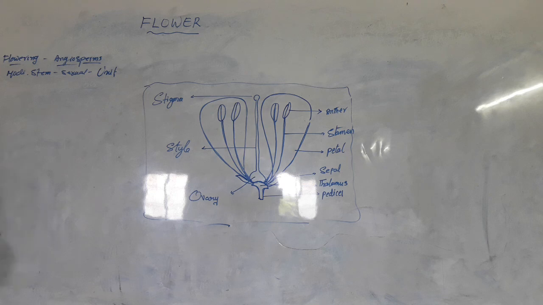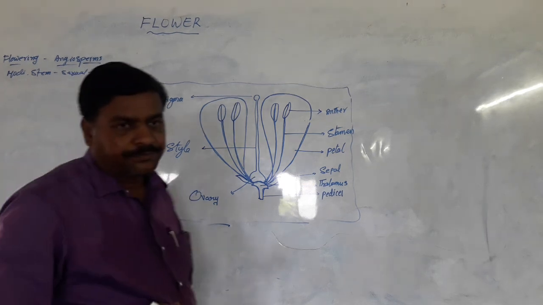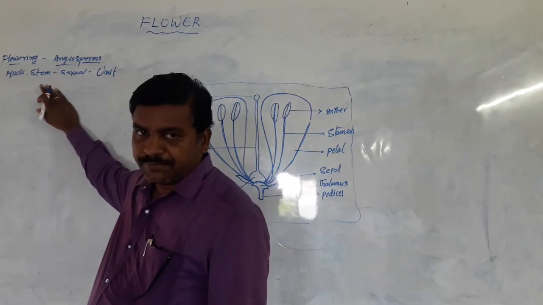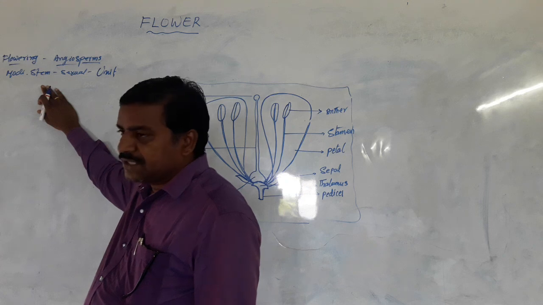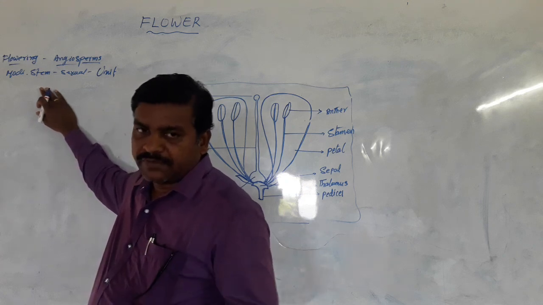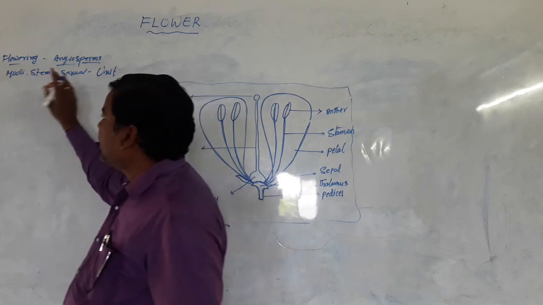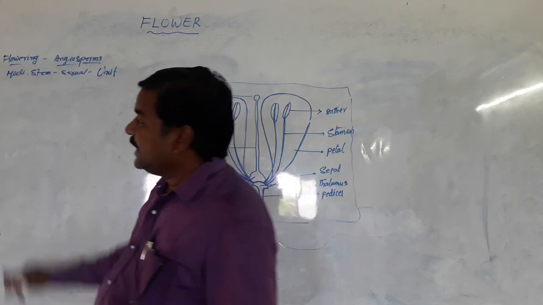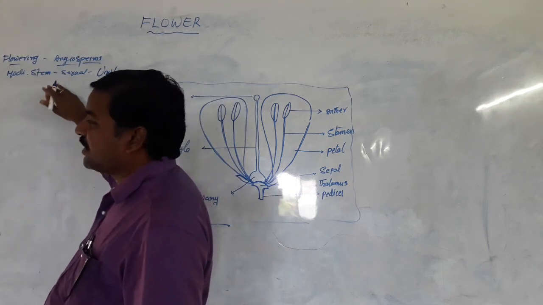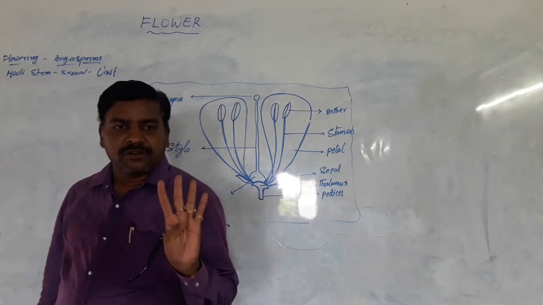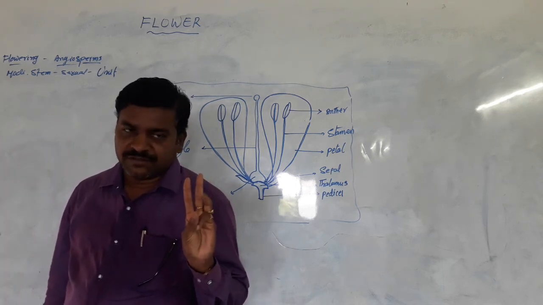Similarly, a stem is represented by a number of nodes and internodes. So the flower, also being a modified stem, is also represented by nodes and internodes. Every node consists of some leaves, the leaves present in the nodes of the flower. A flower is represented by a total of 4 nodes and 3 internodes.